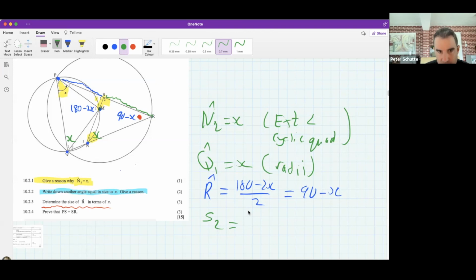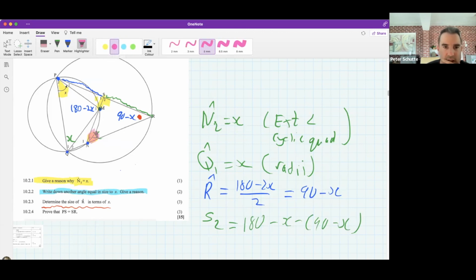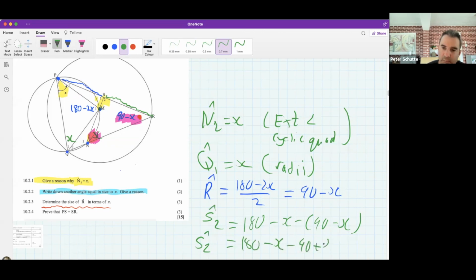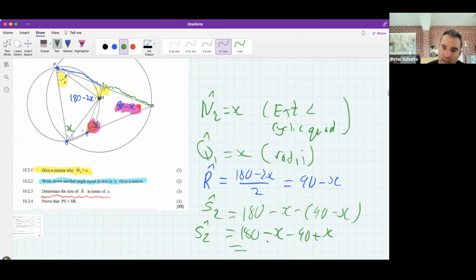Nizale has said the angle of a triangle. So I was thinking, what if we went 180 minus x minus 90 minus x? So what I've done is I'm taking away this angle and I'm taking away that angle. And that makes sense because of the sum of angles in a triangle. So then what are we going to get for S2? We're going to get 180 minus x minus 90 plus x, which means S2 is 90 degrees.